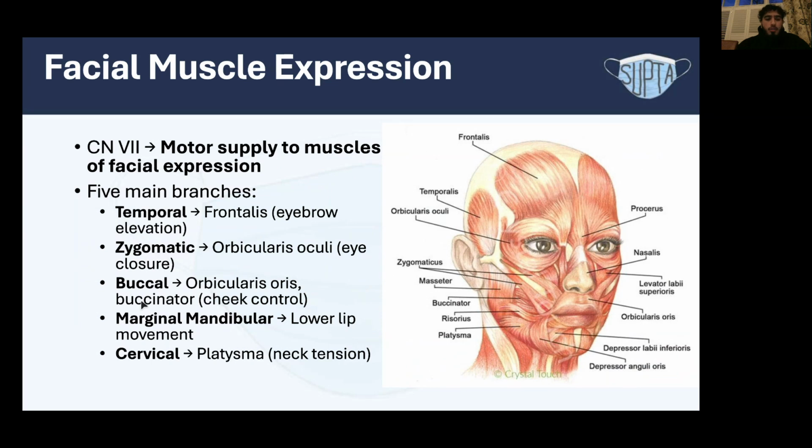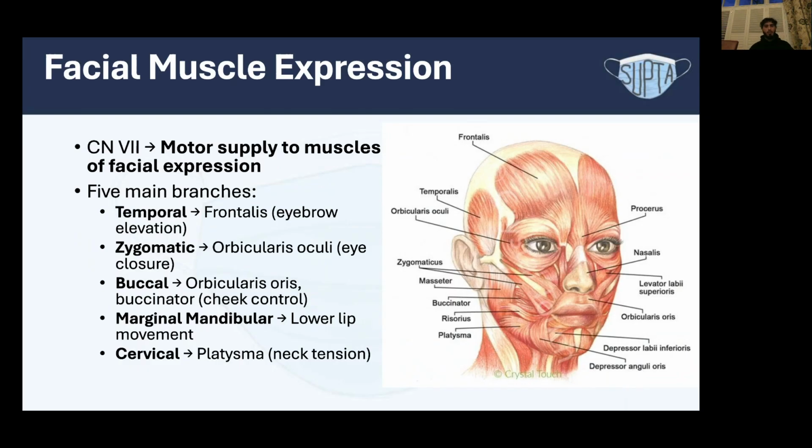So the temporal branch does the frontalis, which is a set of 2 big muscles in the forehead, which allow for eyebrow elevation. The zygomatic does the orbicularis oculi, which allows for eye closure. The buccal branch does orbicularis oris and the buccinator, which is mainly for cheek control. The marginal mandibular does lower lip movement, and the cervical branch does the platysma, which is just a big, thin muscle that goes around the neck.